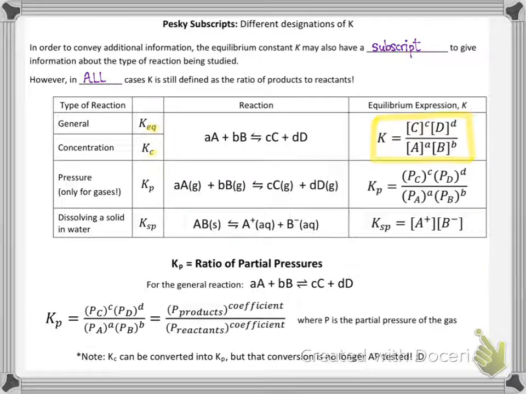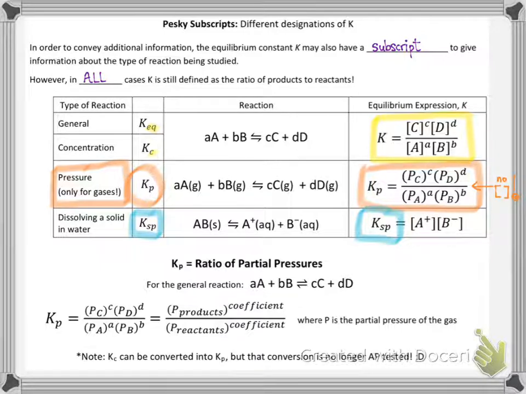But you can also write Kp, which is the ratio of products to reactants for partial pressures. Please notice partial pressures are written as a capital P with a subscript of the chemical. So there are no square brackets in a Kp expression. There's even something called Ksp. It's the solubility product constant. It's basically the equilibrium constant when you're dissolving stuff. And we're going to look at that one before the end of this unit.